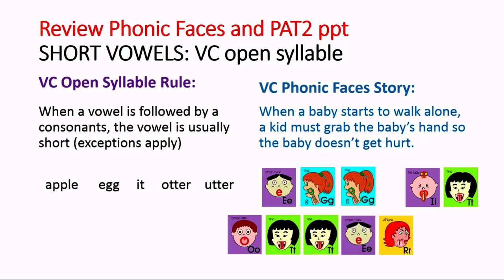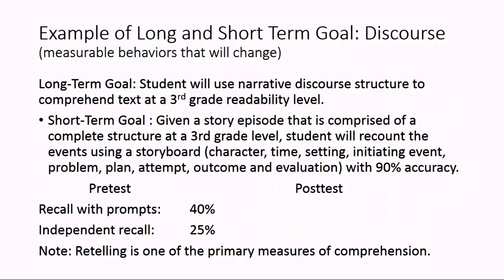Here's otter. Once again, we have the two syllables. In the first syllable, the baby stays because the T grabs his hand, ot. In the second one, ter, we have the R-colored vowel. All right. Examples of long and short-term goals.